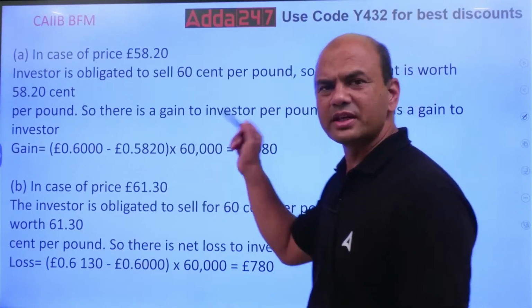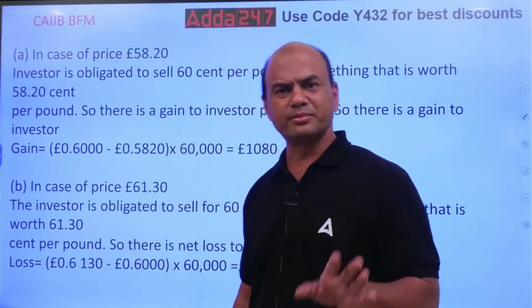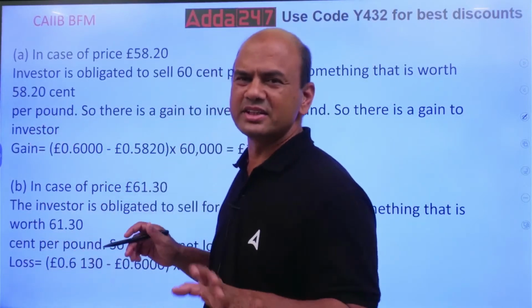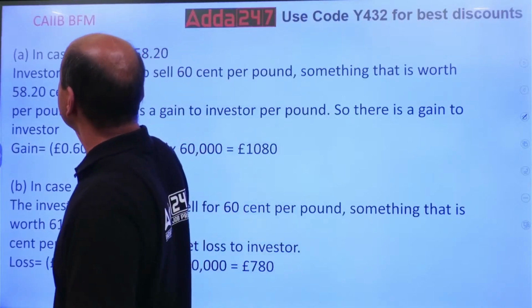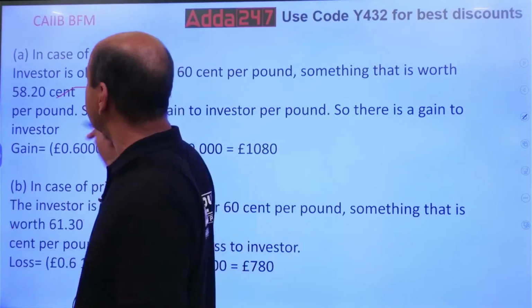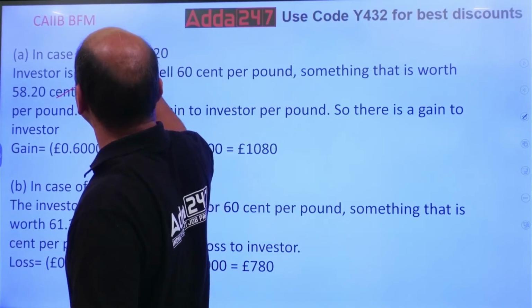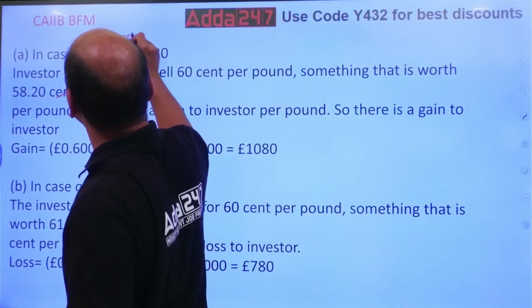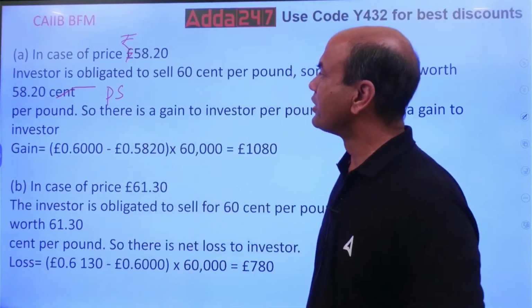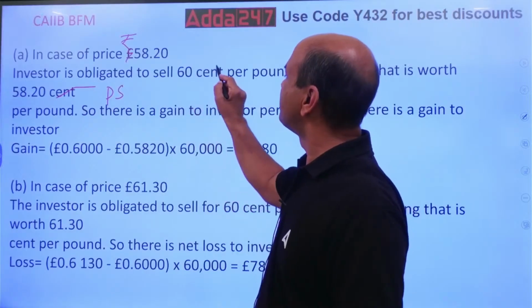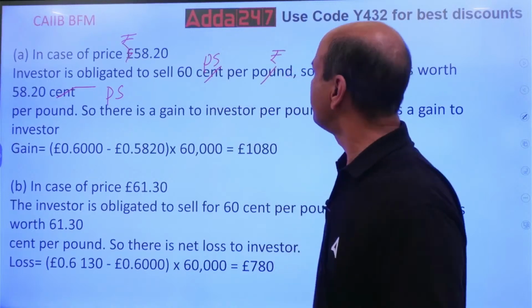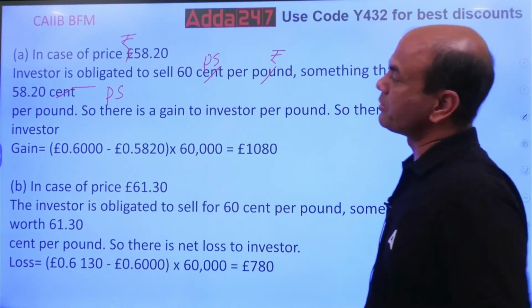What are all these calculations? See, the rate is very simple. Cent is also a term used in your BFM, so let's call pound rupees and cents paise, to keep it simple. So the investor is obligated to sell at 60 paise per rupee, something that is worth 58.2 paise.